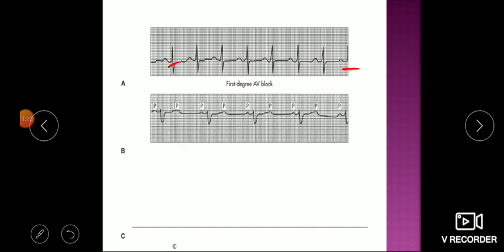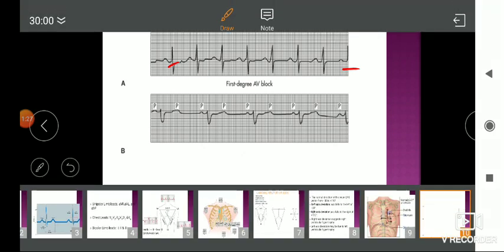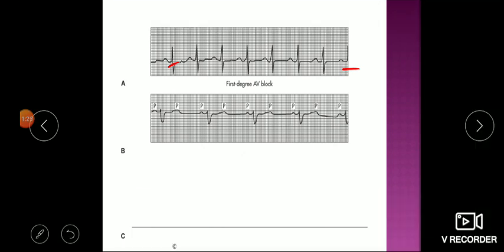And then the second type: you can see here P wave and P wave, and in between one QRS complex is absent. So absent beats are there. That can be after every 2 P waves or after every 3 P waves. So this is called second degree heart block.